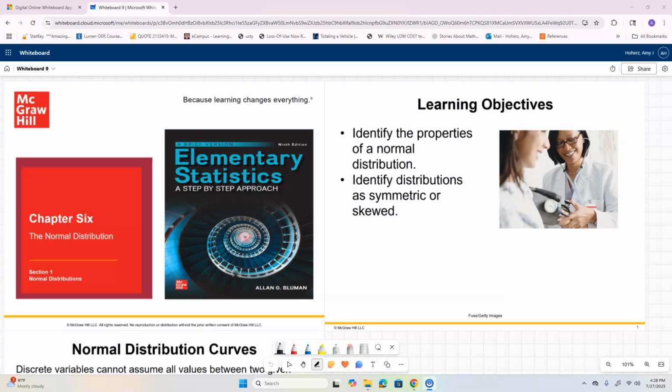I think I mentioned in another video that from chapter 6 on, we're going to be dealing almost exclusively with the normal distribution, which is what many people would call, what we have called a bell curve. So with that little introduction, let's get started with chapter 6 with section 6.1.